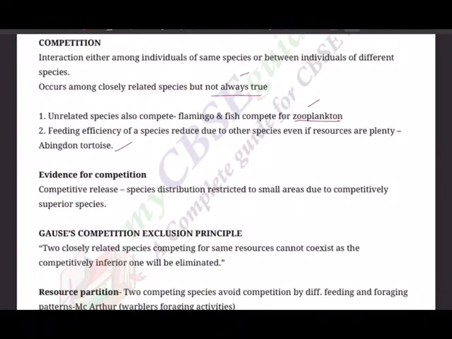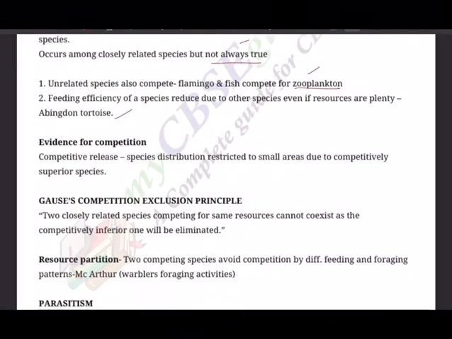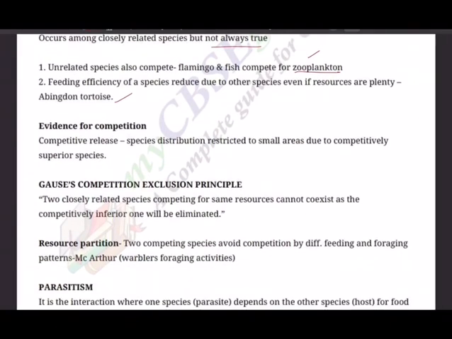Then evidence for competition, of course, we are seeing, just watch the Animal Planet channel or Discovery channel. You will see the competition that is being shot live in various forests and various oceans and seas. Competitive release: species distribution is restricted to small areas due to a competitively superior species.